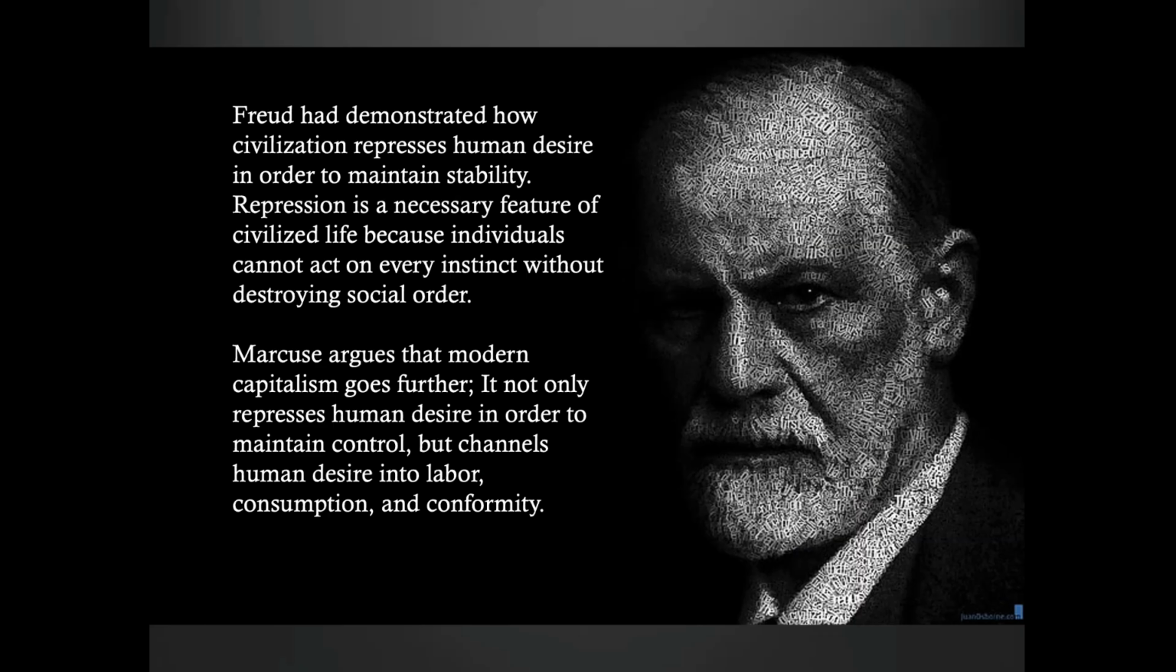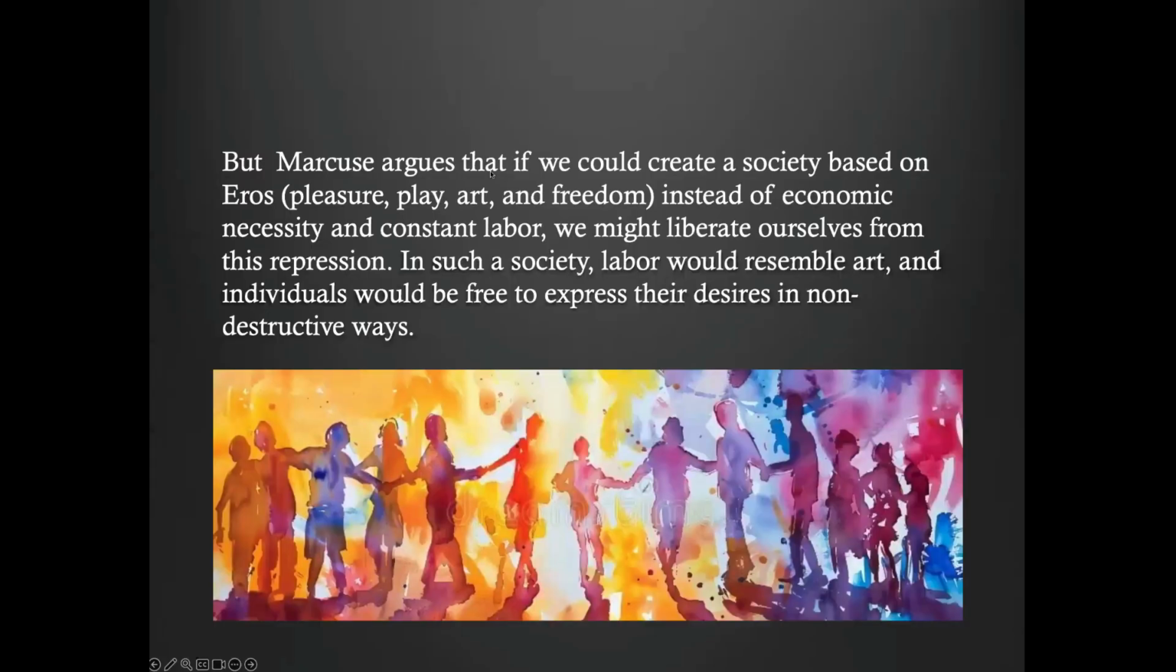So the modern economic system not only represses human desire in order to maintain control, but it channels that desire into labor, consumption, and conformity. So it's just like sublimation going on. Our natural desires are channeled into unnatural appetites for things that we don't need. But Marcuse argues that we could escape this if we wanted to. We could create a better system. We could create a society based on eros, on desire, pleasure, play, art, freedom, rather than consumption.